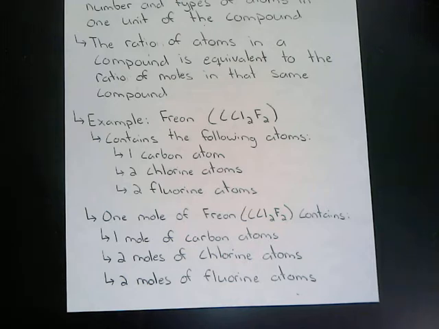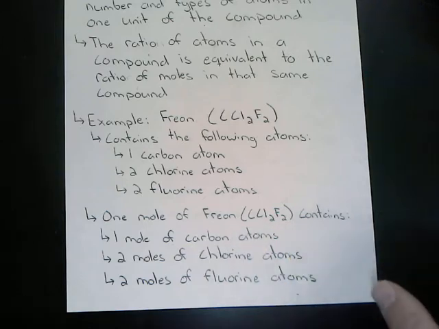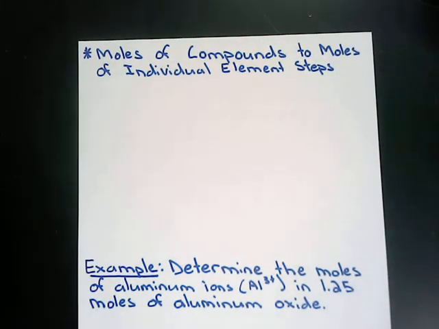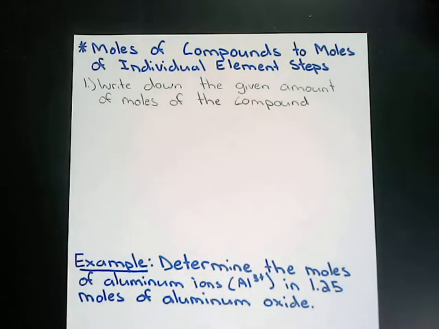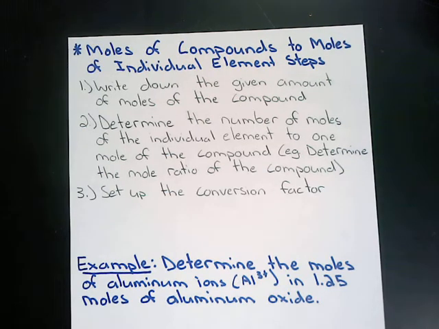So let's get some steps to be able to convert from moles of a compound to individual atoms or individual elements. Our first step is to write down the given amount of moles of the compound. The second step is to determine the number of moles of the individual element to 1 mole of the compound. In other words, determine the mole ratio of the compound. The third step is to set up the conversion factor. And the fourth and final step is to calculate and make sure you include your units in the answer. That should be in moles of the element that you're trying to find or work with.